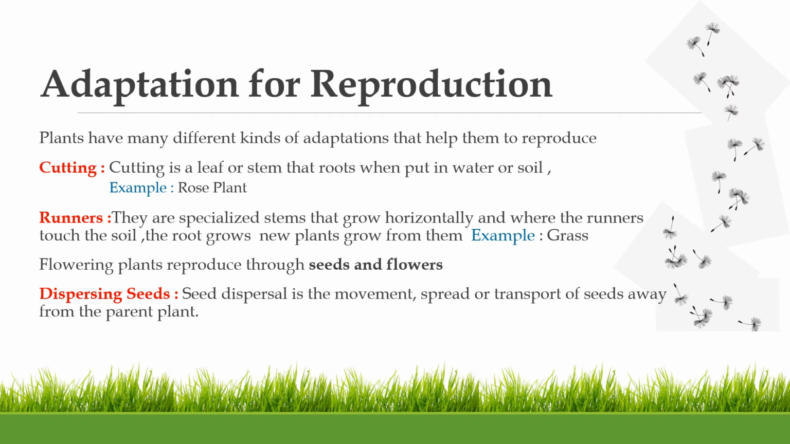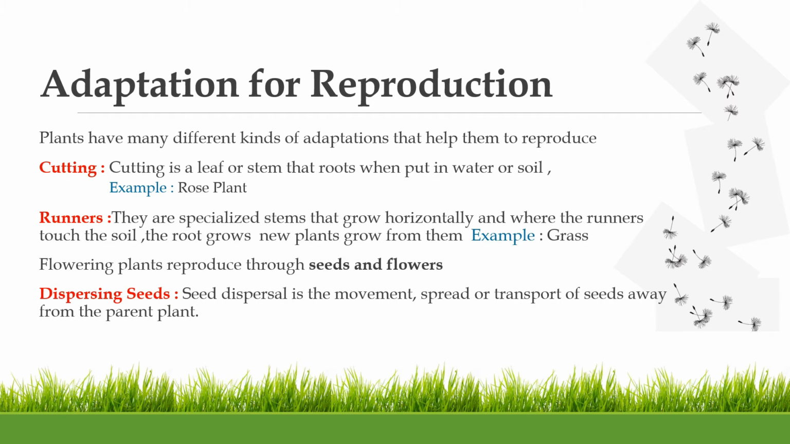Not all the plants will grow from cutting. There are some certain kinds of plants that grow from cutting. For example, a rose plant. And runners. They are specialized stems that grow horizontally, and where the runners touch the soil, the root grows into a new plant from them.